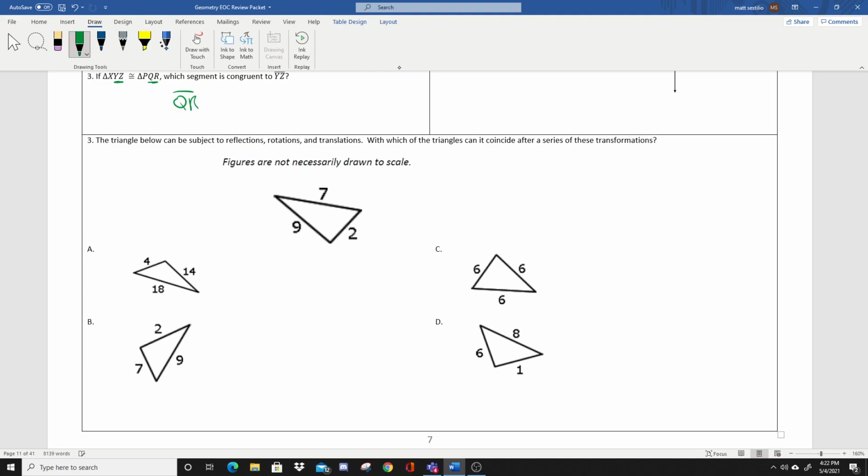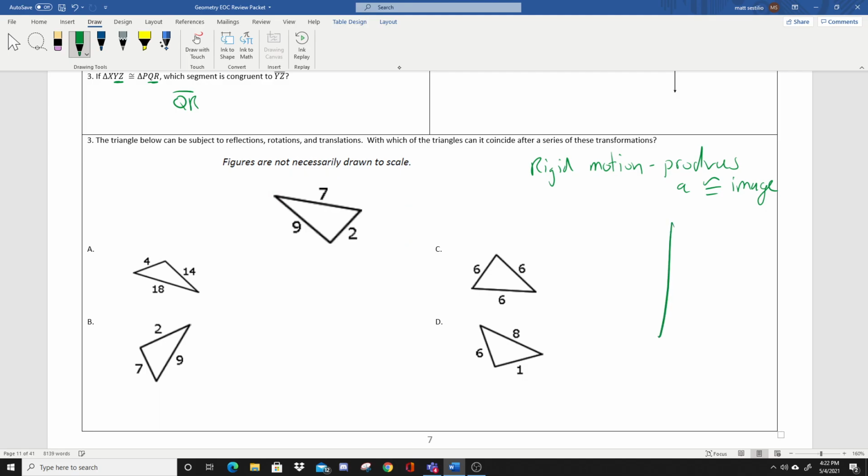Alright, so reflections, rotations, and translations. Which one of these could be a series of those? So rigid motion is a type of motion that produces a congruent image, meaning the image is the same exact thing as the original thing. So if this is the original, then the image has to be congruent to it.